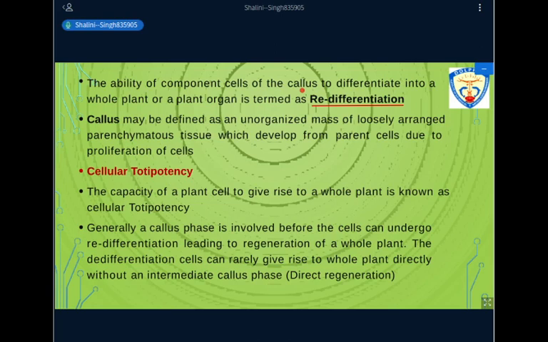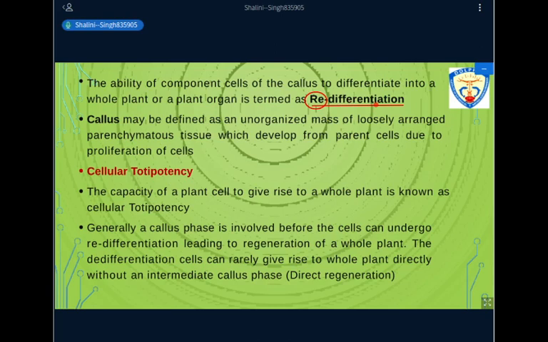So this callus is composed of a number of cells. The ability of component cells of this callus to differentiate into a whole plant or a plant organ is termed redifferentiation. Here the prefix is re. In place of D, it is re here. So re means differentiation again. So you are making yourself go into a process of differentiation again.